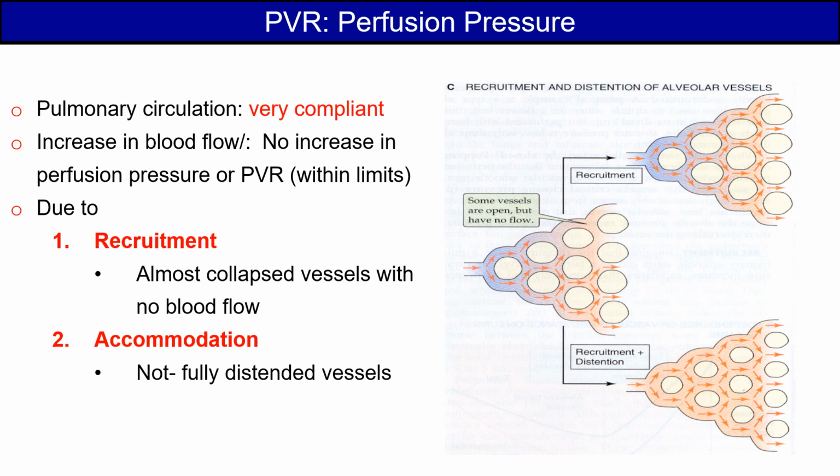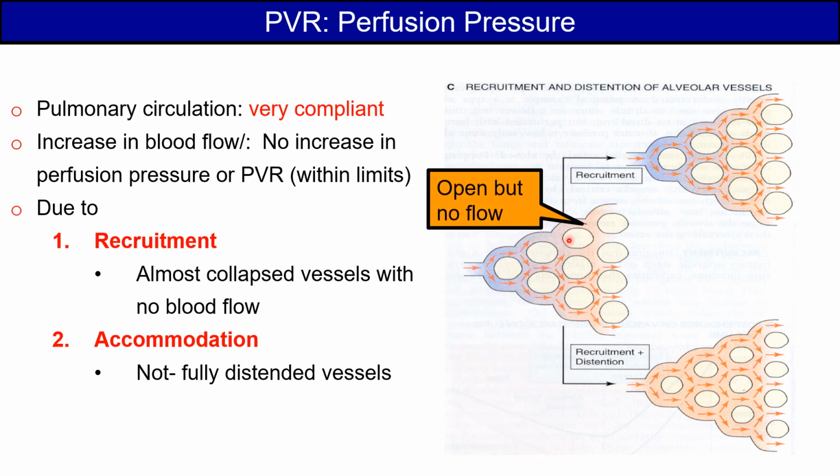Now let us first discuss one of the factors that determines the pulmonary vascular resistance, and that is perfusion pressure. The pulmonary circulation is a very compliant type of circulation. An increase in blood flow is not accompanied by an increase in perfusion pressure nor pulmonary vascular resistance. This is due to the phenomena of recruitment and accommodation. And this will illustrate what we mean by recruitment and accommodation.